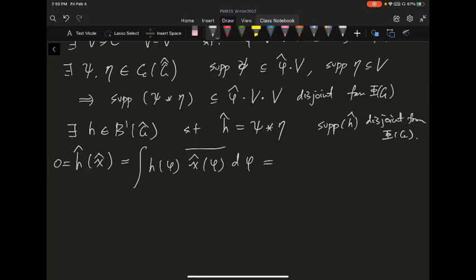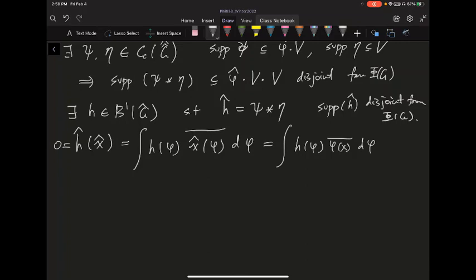But x̂ is the evaluation at x. So this is just equal to the integral of h of φ, I have a φ of x conjugate, and then I do the dφ, and that's going to be equal to 0. Well, so now what happens is, this is for every x, you have that if I do the integral of φ of x, and then I do the h of φ dφ, that's just going to be equal to 0. Okay, this is for all x inside G.